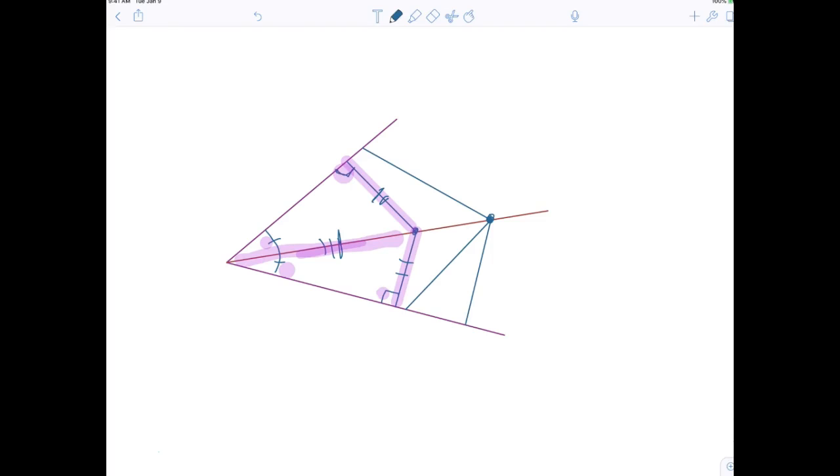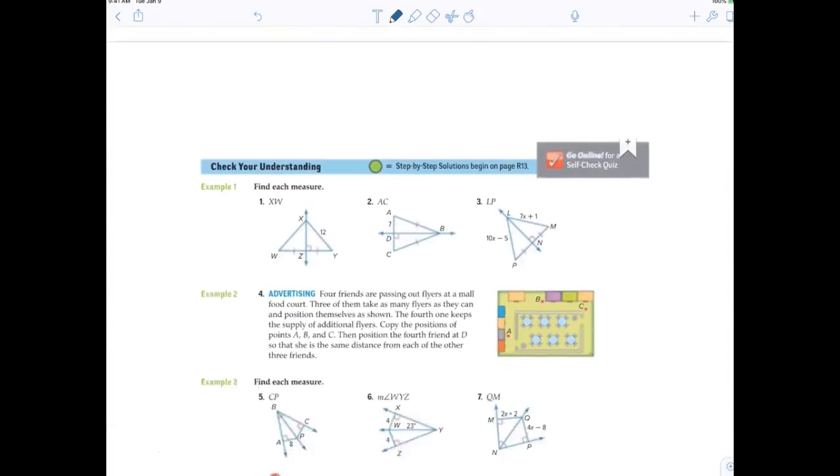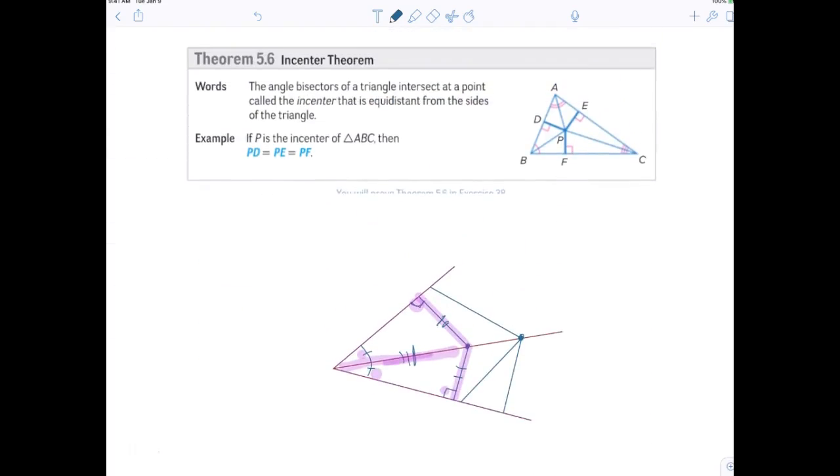Now, let's talk about the incenter. All right. Wow, I'm almost done. So the incenter on a triangle. Please watch. I'm going to make another triangle. Now, the reason we call it incenter is because it's going to inscribe a circle. We're going to inscribe a circle. So what does that mean?